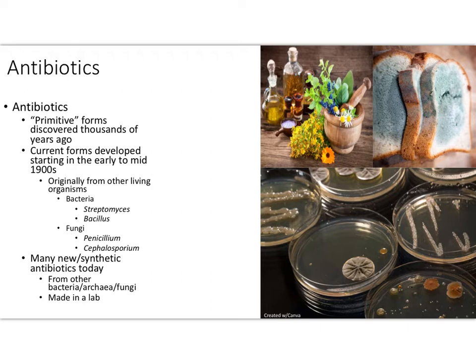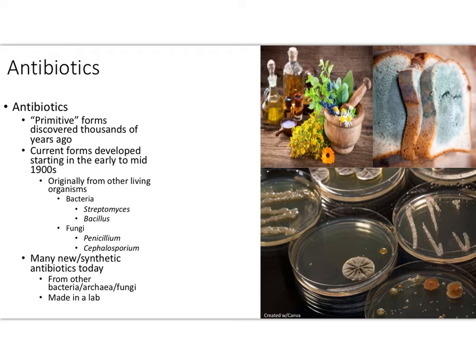But it took some time, and so our current iteration of antibiotics really got going in the early to mid 1900s. Originally, all of our antibiotics came from other living organisms, specifically 2 genera of bacteria and 2 genera of fungi. Around this time, it was discovered that certain types of bacteria from the groups Streptomyces and Bacillus, and certain types of fungi from the groups Penicillium and Cephalosporium, could produce chemicals that would inhibit the growth or kill other types of microbes.